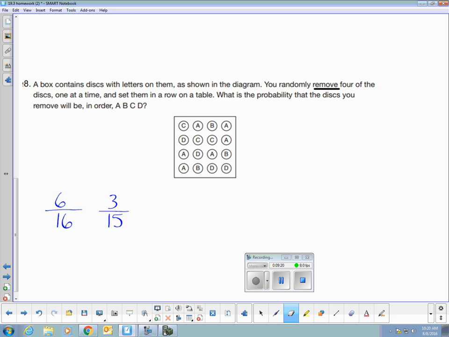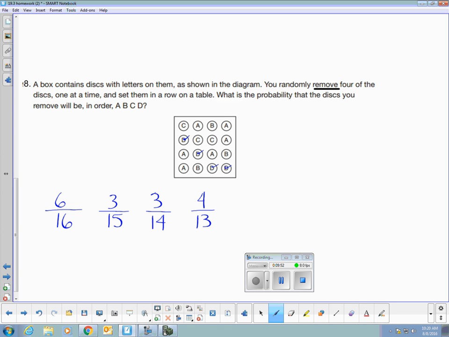The next one I want to remove is a C. So we have 1, 2, 3, just 3. Looks like there are just 3 C's out of 14 discs. So remember I removed 2 already. And then the probability of picking a D for the last one, we have 1, 2, 3, 4 D still left. Make sure I didn't miss any. 4. And there are only 13 discs left.